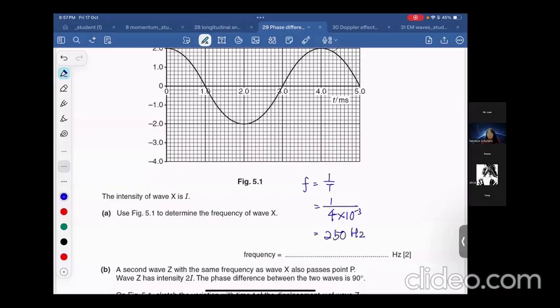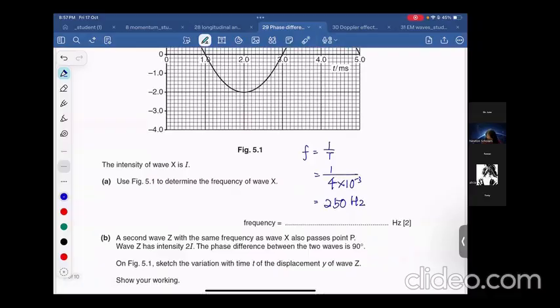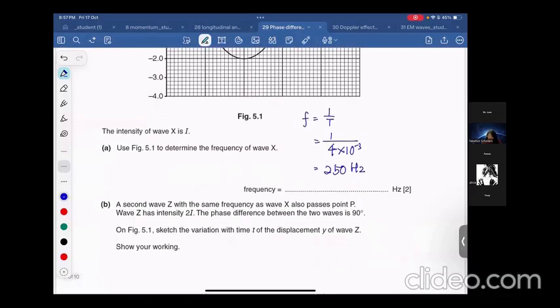Don't try to stop your answer in a fraction. In physics, final answer, no fraction. So 250 hertz. Okay, a second wave Z.